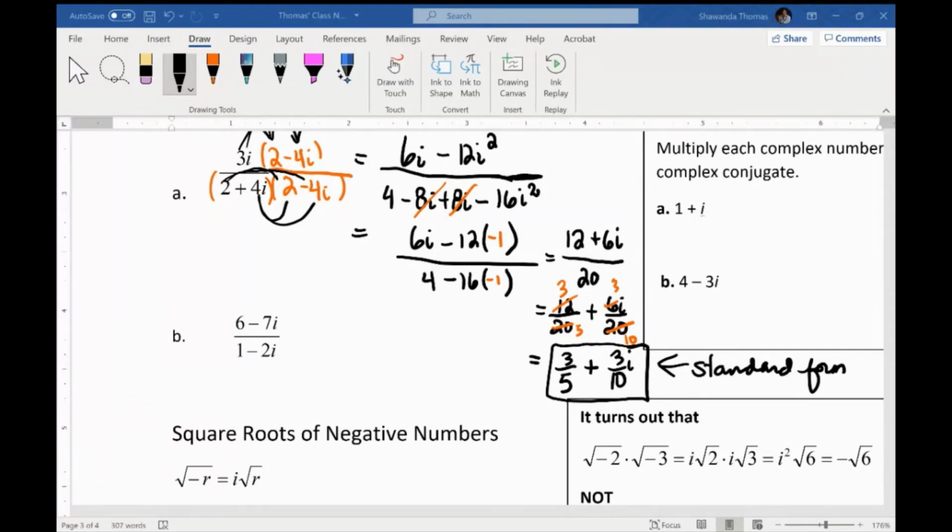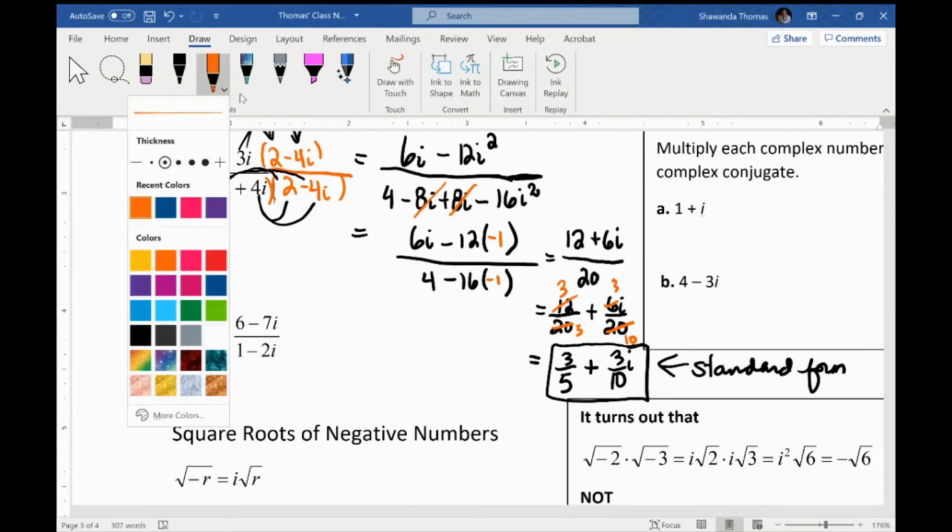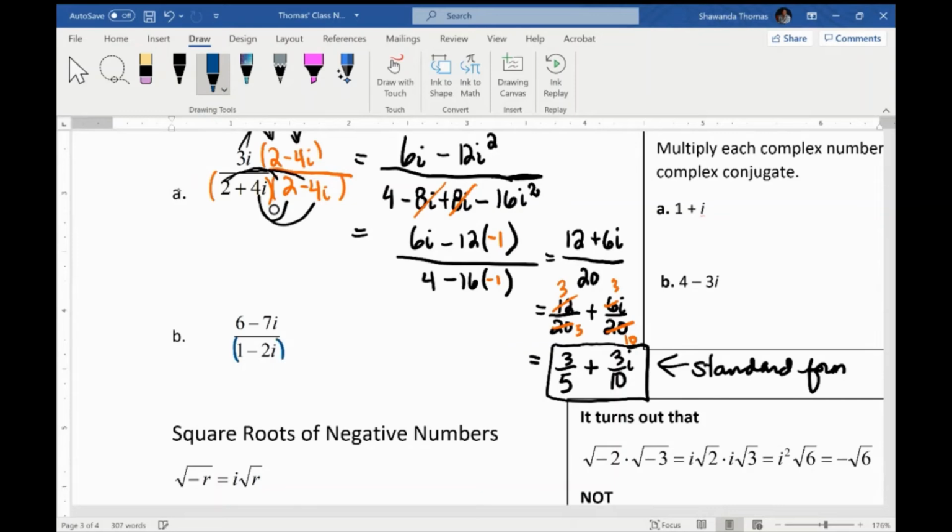What's the conjugate of 1 minus 2i? 1 plus 2i. So we're going to multiply top and bottom by 1 plus 2i, because if we multiply by the same thing it's not going to cancel the middle part. If we multiply the denominator by something, we have to multiply the numerator by the same thing, or else we just change the entire problem. So we have to do the same thing top and bottom.